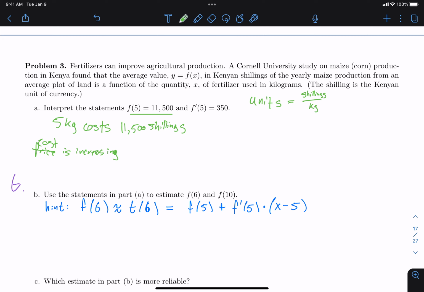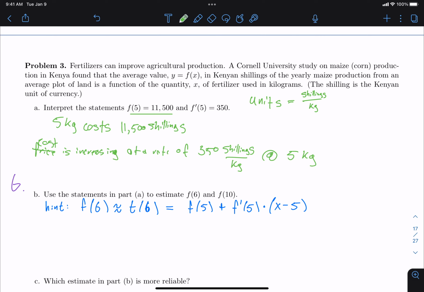Okay? Which is to say, look, price or cost, whatever, is increasing right now at a rate of 350 shillings per kilogram when we are moving away from 5 kilograms.